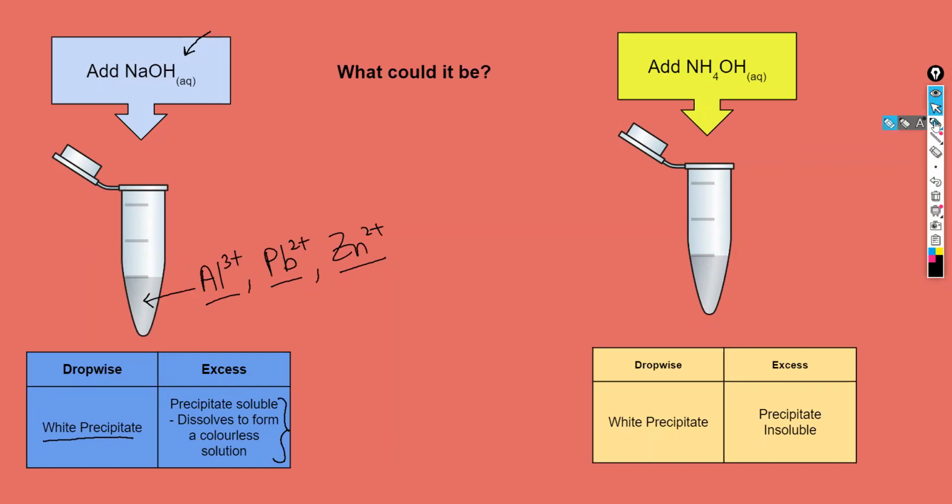So we say, all right, we're going to use our next test, the one with the sodium hydroxide. But this time, we get a white precipitate, and this time, the precipitate is not soluble. It's an insoluble precipitate. So the precipitate does not disappear. It remains there, no matter how much ammonium hydroxide we add. What could it be?